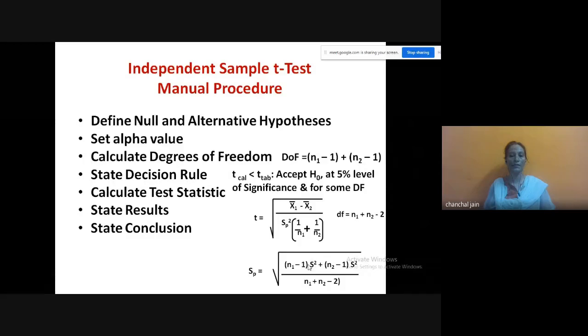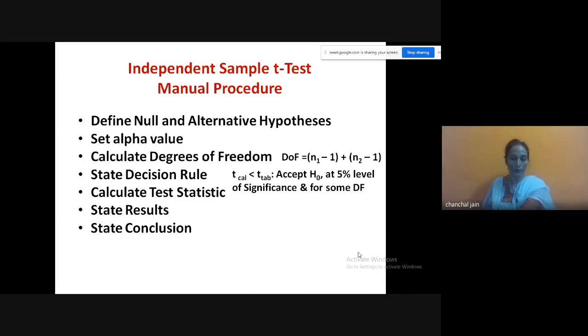Here s is the standard deviation of both groups, meaning when both the male group and the female group have the same standard deviation, that is why only s is written. Otherwise you can write s1 square and s2 square, and that would be the different case, and in that case you will calculate sp in a different manner, which I will show you now.